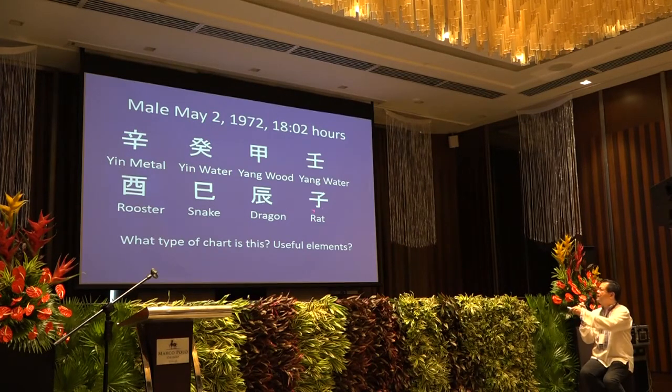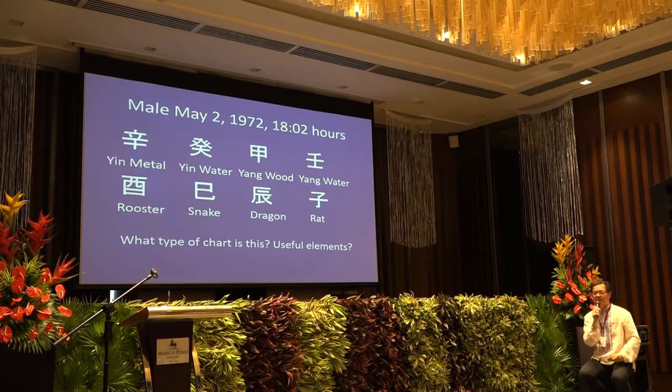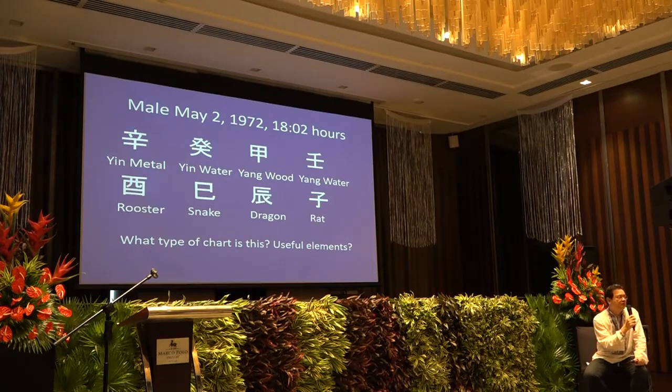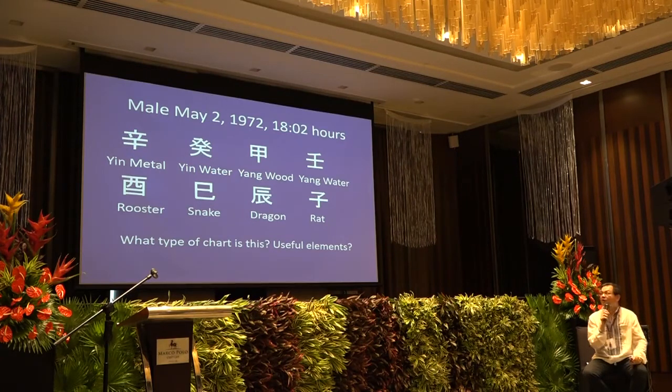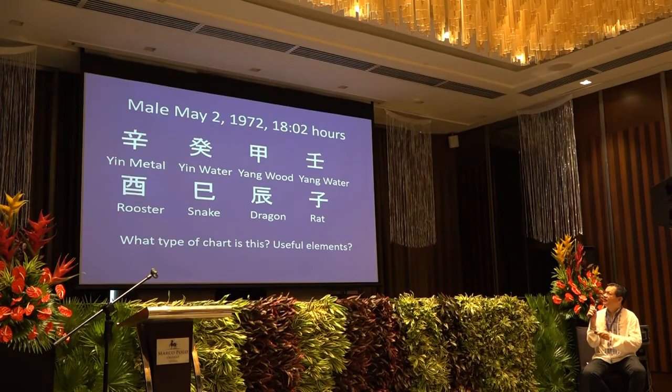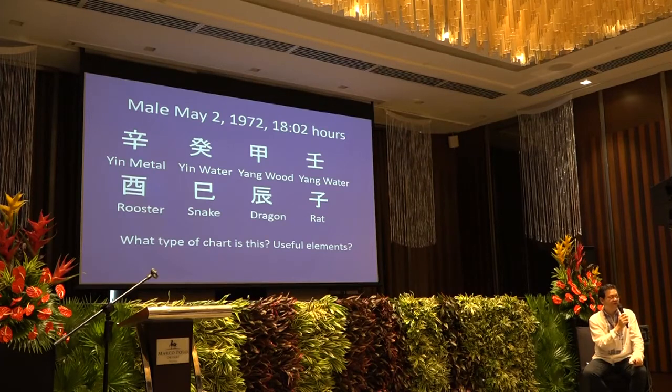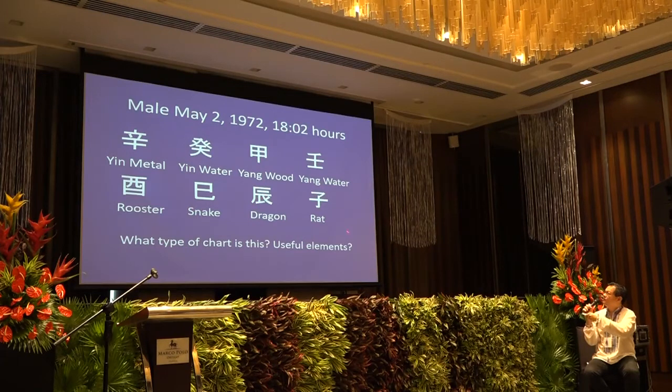So we have rat and dragon combining. So looking at the key on page 2, rat and dragon combine to form water. So water is the same element as his day master, which is yin water. So I would call this a dominant water chart because the combination produces the element which is the same as the day master.